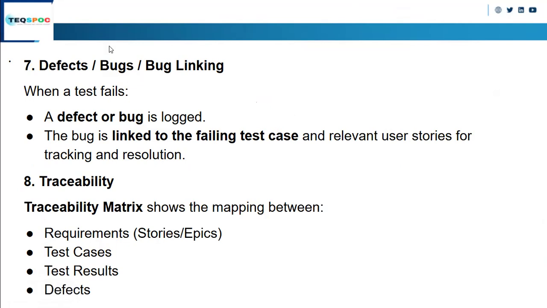Then, if the test case fails, a bug will be created, and you will link that bug to the respective user story with the help of traceability. In traceability you will link the test cases with the respective test cycle. And if there is a bug, you will create a bug linked to the respective story, and also here you will link the test case with the respective stories.